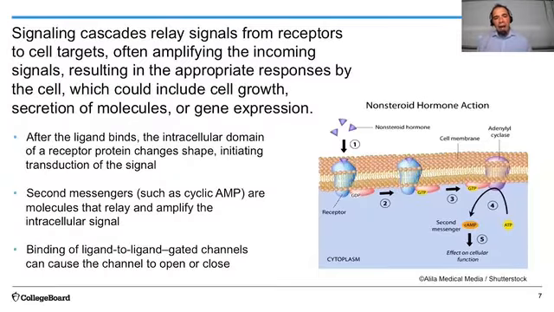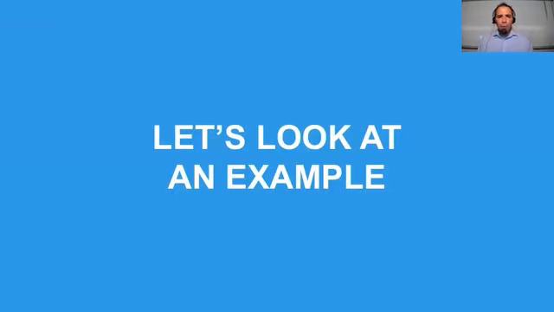And then finally, binding of ligand to ligand gated channels can cause the channel to open or close as well. So there we go. I've just focused in on how the cAMP will cause an effect on cell function. So let's look at an example.